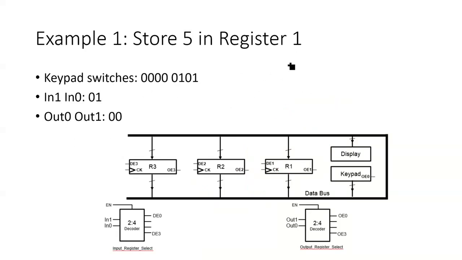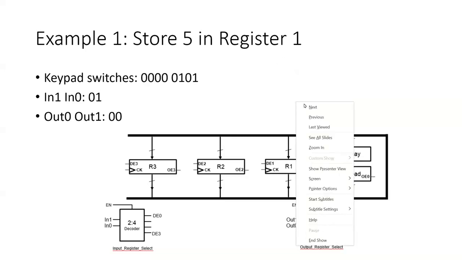let's take an example. So we saw that we want to be able to store data in the registers and display data from the registers and then shuffle it from one register to the other. So let's see how we can use these inputs and outputs that we have to actually perform these operations. So the first example is that we are trying to store 5. The data is 00000101 in binary, and we're trying to store that in register 1, right?